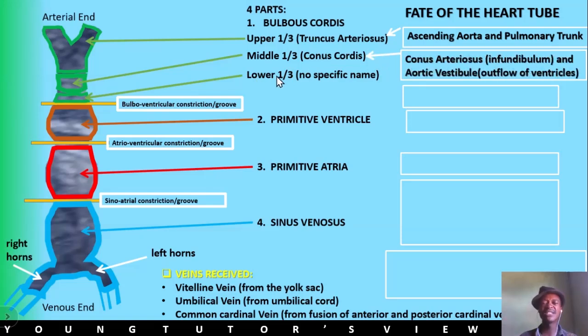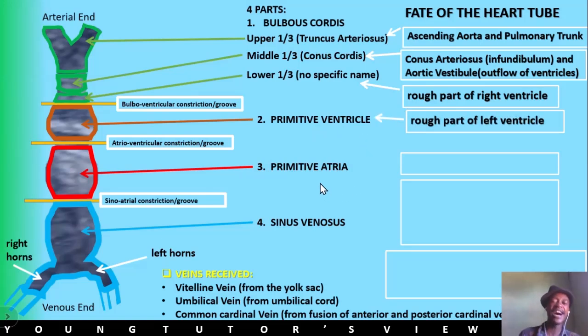Okay, so this lower part, lower 1/3 of the bulbus cordis, the one with no specific name, what is it forming? It is very important in the formation of the rough part of the right ventricle. The primitive ventricle, very important in the formation of the rough part of the left ventricle. Primitive atria is going to form actually the rough parts of both atria.